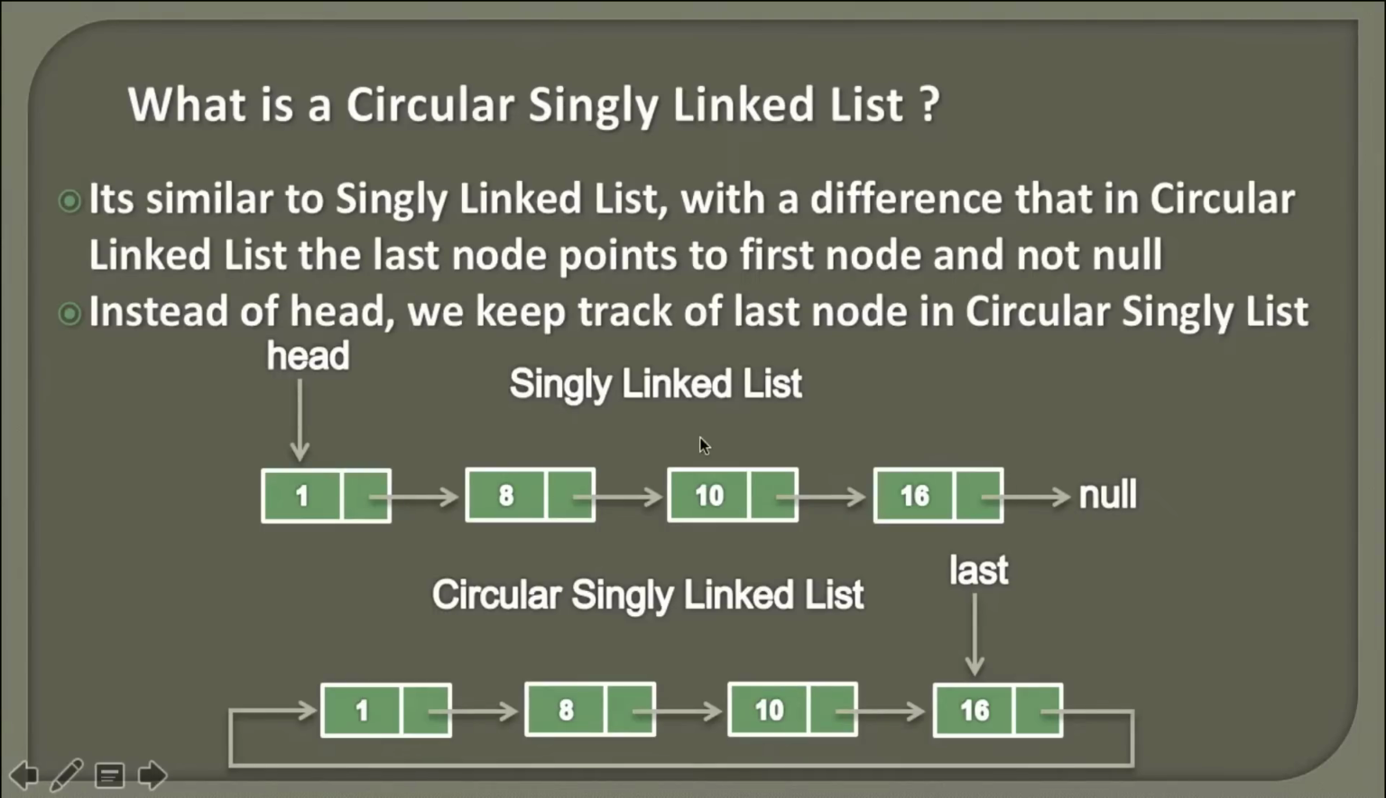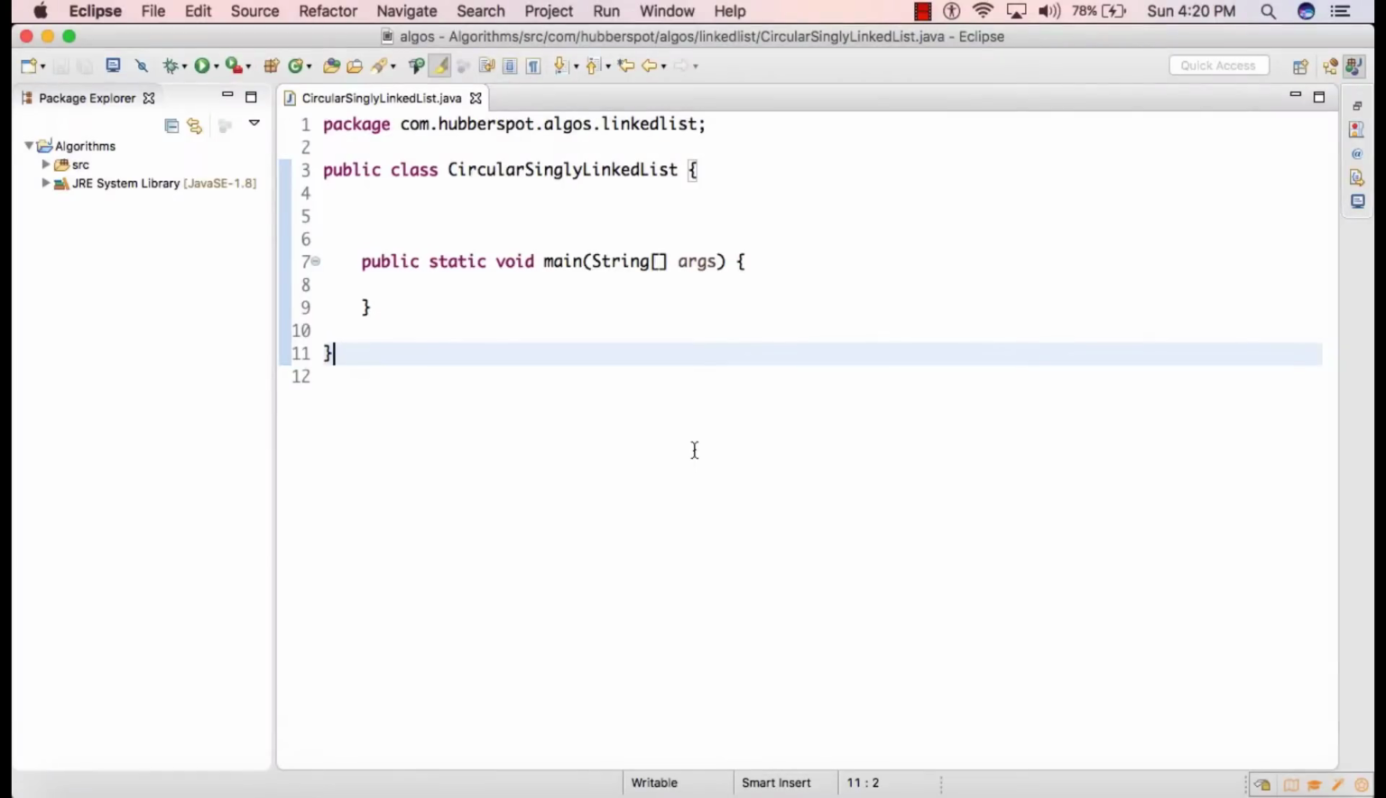So friends, in my previous tutorial we discussed about the circular singly linked list representation. So in this tutorial we will discuss how we can implement a circular singly linked list in Java. So let's go to Eclipse and see the working code. So friends, in order to implement a circular singly linked list, I have created one class by name circular singly linked list. So in this class we will write the code for circular singly linked list implementation.